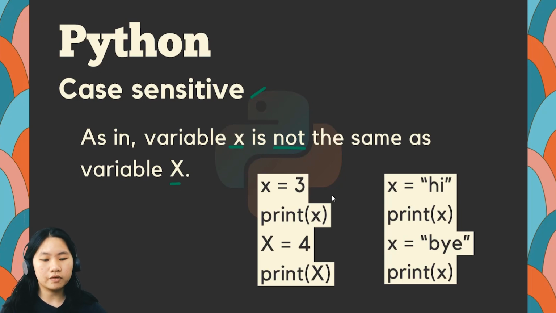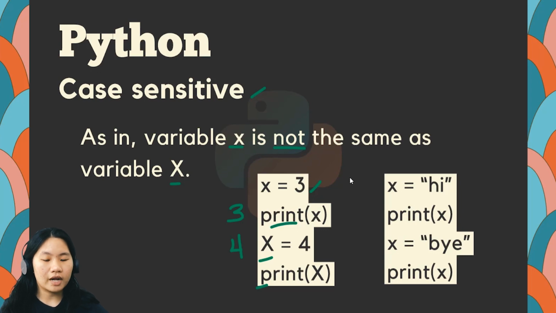Now, I have a little bit of code here. We'll execute this in a bit. Here we have variable x equals 3. If we print x, it will return 3. Now we have a capitalized X here. If we print this one, it will return 4, right? So they're being treated as two different things.